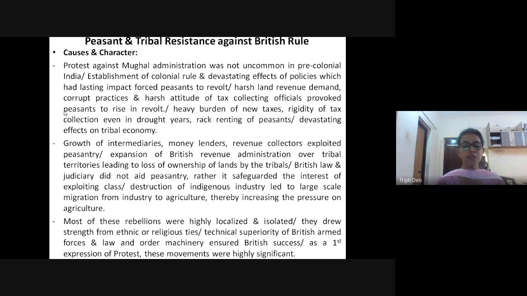Right, so they drew strength. Kahan se unko strength mili? From ethnic or religious ties. Jo unke clan ties the, unke community ties the, unke religious ties jo the, haan, wahan se in peasants or tribals ko strength mili. The technical superiority of British armed forces and law and order machinery ensured British success.